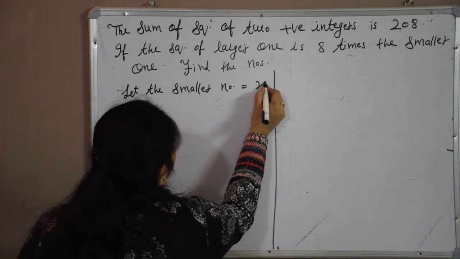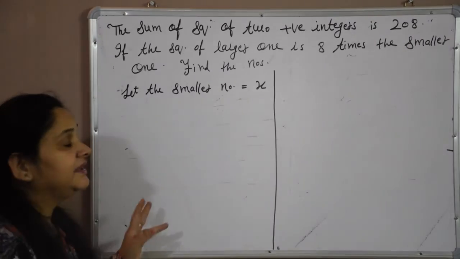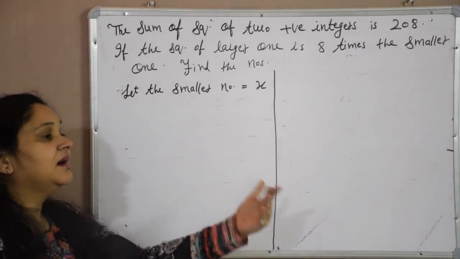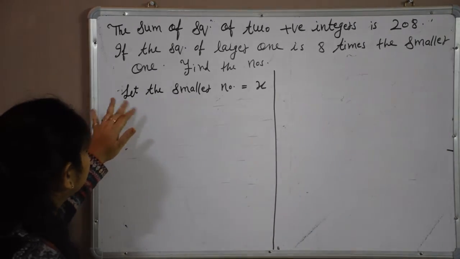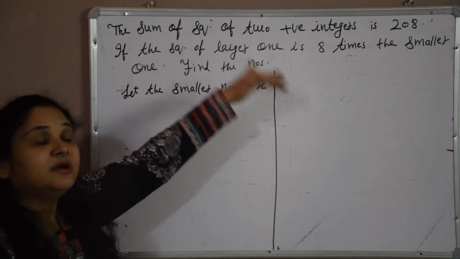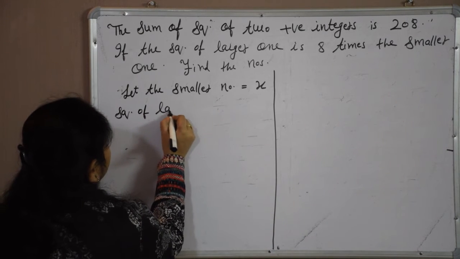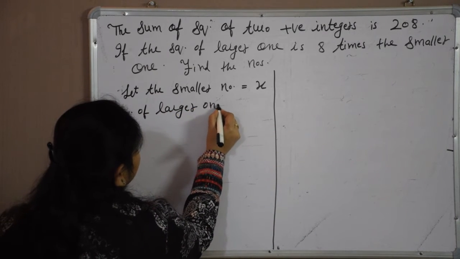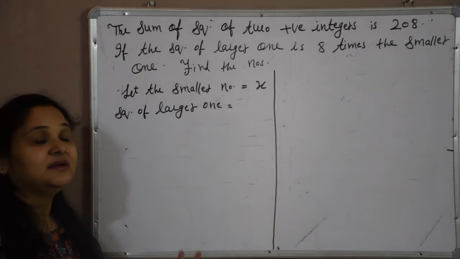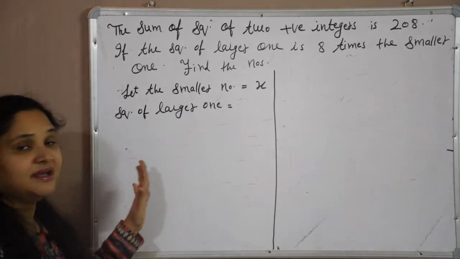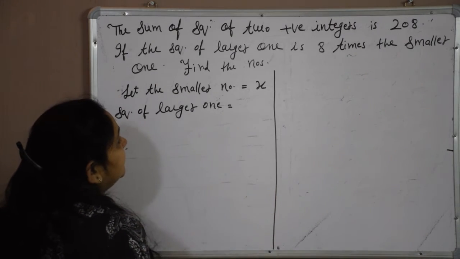Let the smaller number be x. Now, if the square of larger one is 8 times the smaller one, here directly it is not given that a larger number is 8 times this. No, the different thing in this question is they are directly giving the square of larger one. So we have to take the square of larger one. In other questions directly it was given larger number is equal to 8 times the smaller one, or larger number is 8 more than the smaller one, like this. But here the difference is the square of larger one, they are directly giving this.